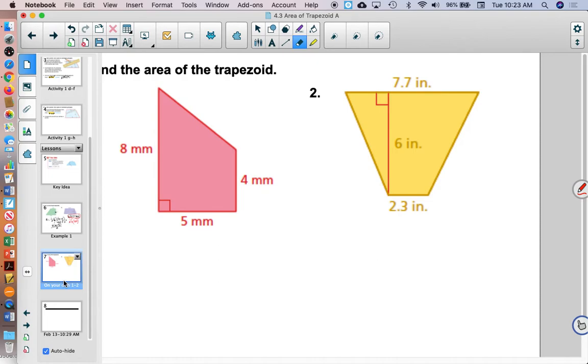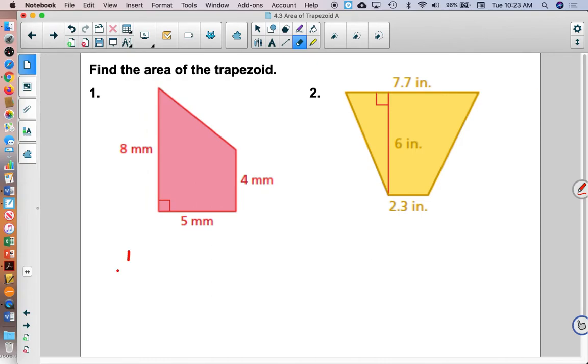So what is the height in this one? What is its height, Isaiah? 4. Nope. Try again. Because 4 is not perpendicular to both of the bases. What is its height? David? 5. So I have 1/2 times 5. Base 1 and base 2, I've got 4 plus 8. Do we agree with that?